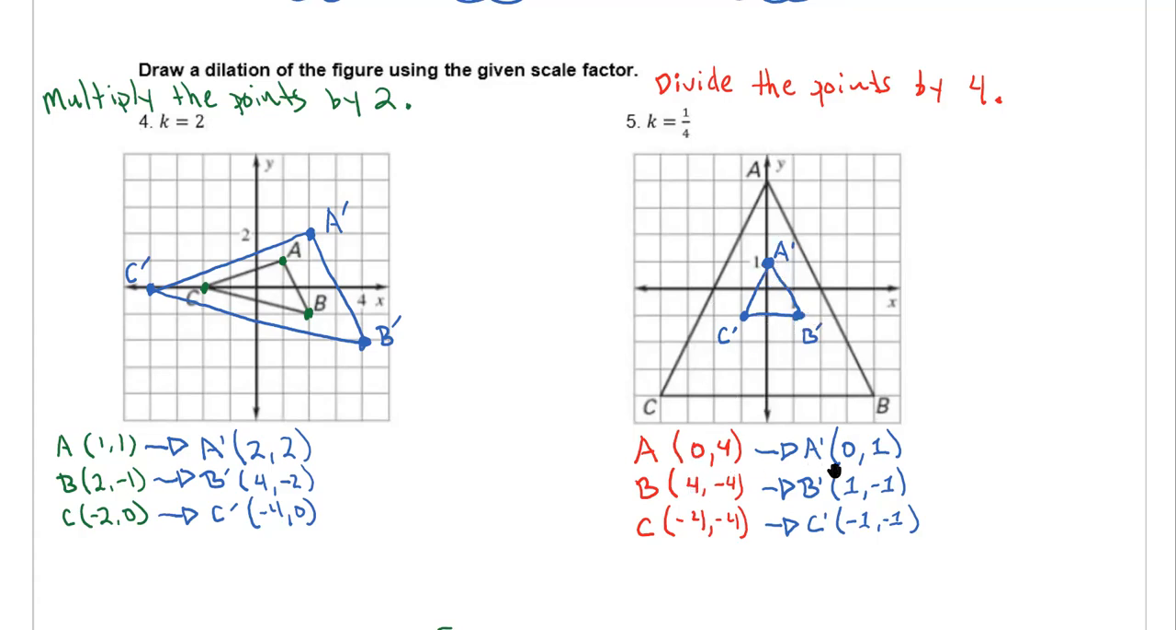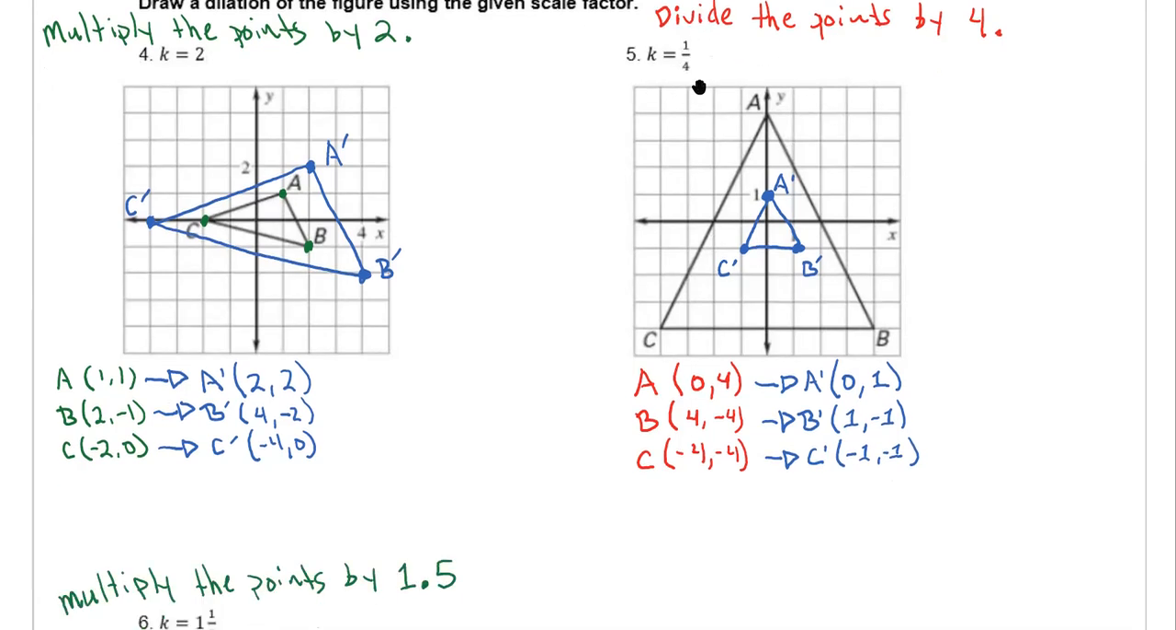4 divided by 4 is 1. Negative 4 divided by 4 is negative 1. Negative 4 divided by 4 is negative 1. And that is how you do this. You multiply by 2 when it's bigger than 1, and you divide by 4 if it's less than 1, in this case 1/4.